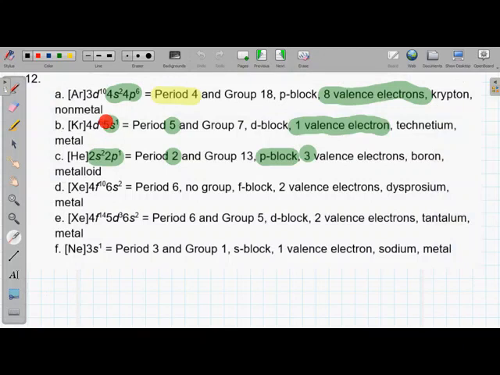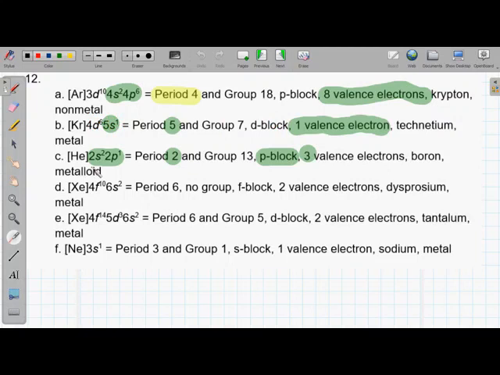All right, 5s1, so we know it's in period 5. We know it has 1 valence electron. We know it's in the d block because it's in period 5. Well, no, because you have 6 plus 1, that's 7, so it's in group 7. So it's in the d block. It's technetium.